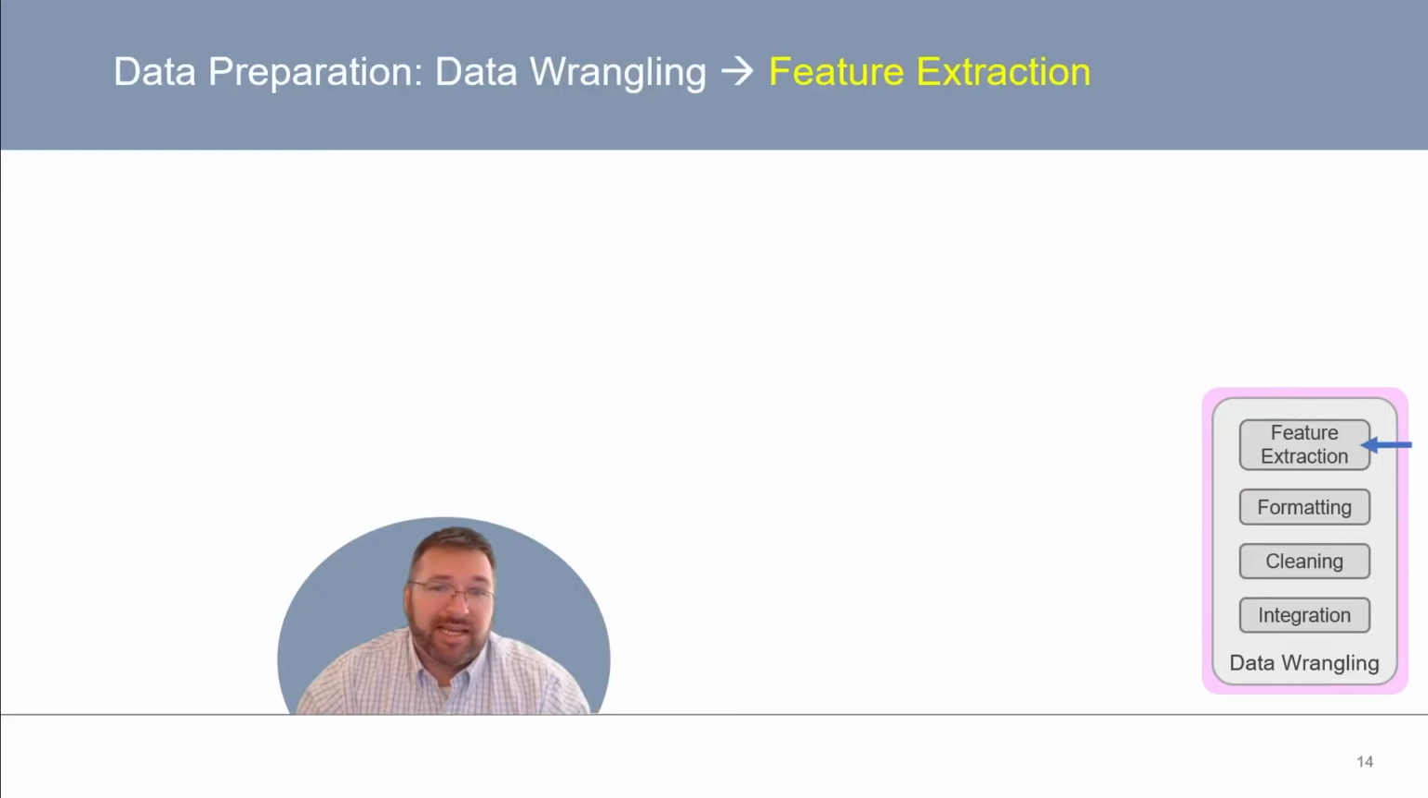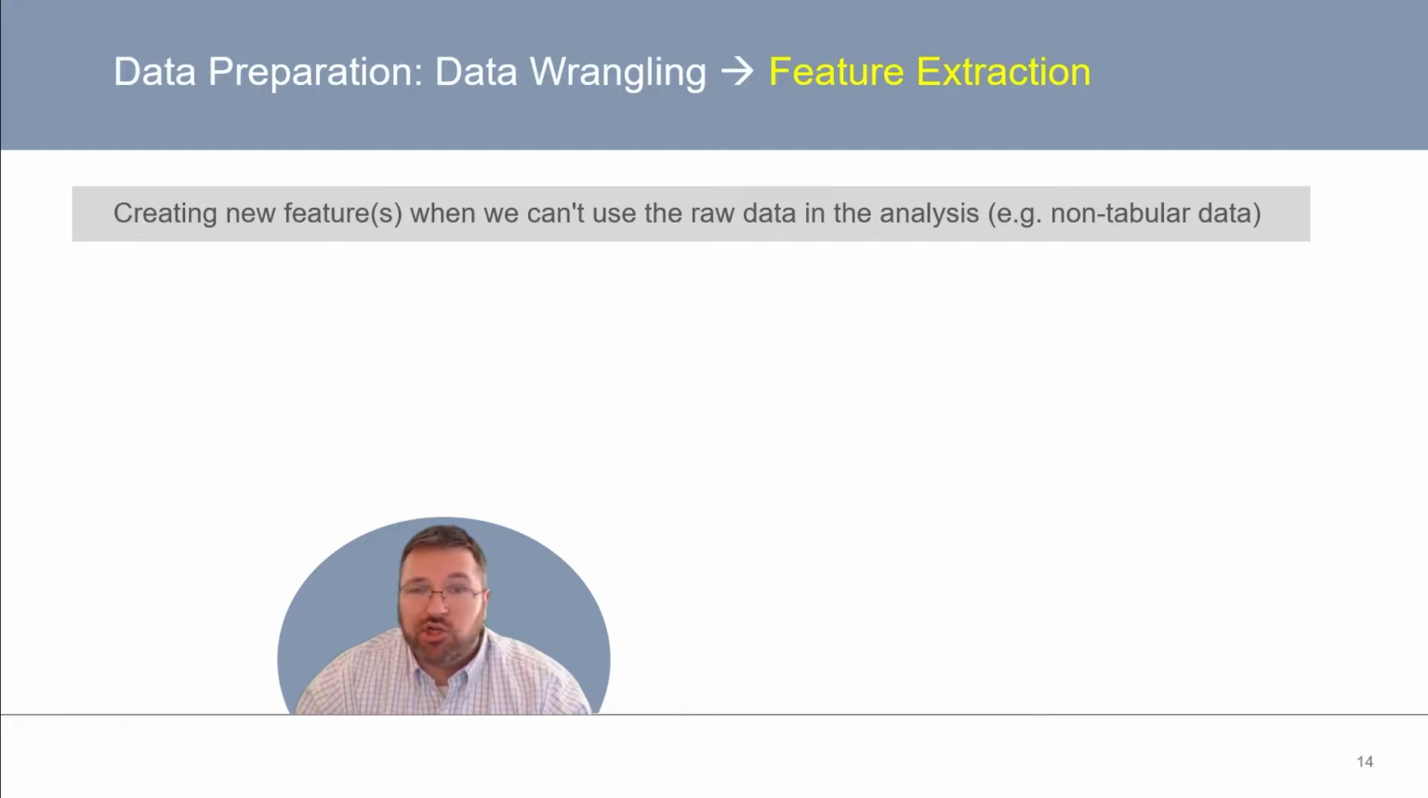So let's start by taking a closer look at feature extraction. This is where we create new features when we can't use the original raw data for analysis. So in the simplest case, the data is in a non-tabular form. An important consideration here is that these new features should accurately represent the raw data.